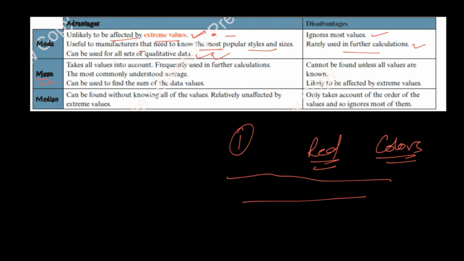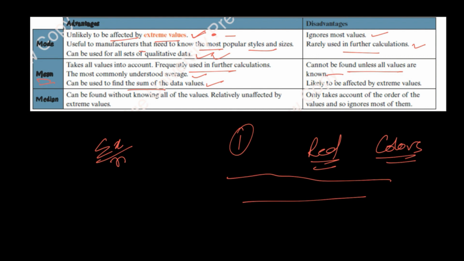Now the mean takes into account every value. It's basically the average. It is most commonly understood as average. It can be used to find the sum of the data values, because mean is basically the sum of x upon n. So the sum of the data values can be found. Okay, the disadvantage is that it cannot be found unless all values are known.